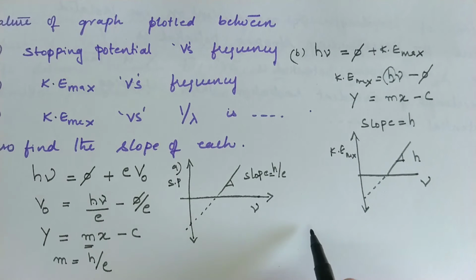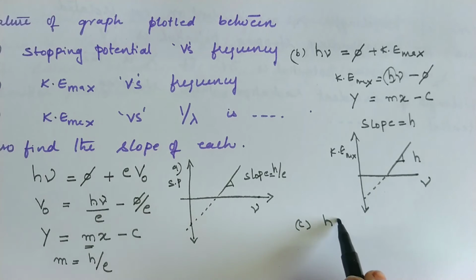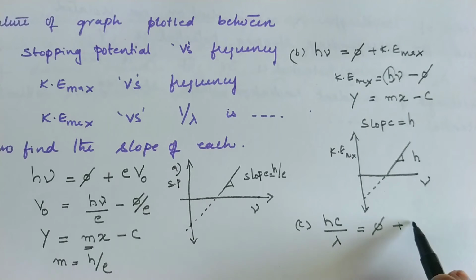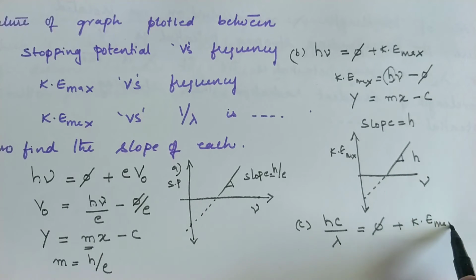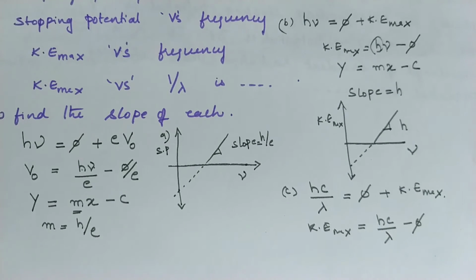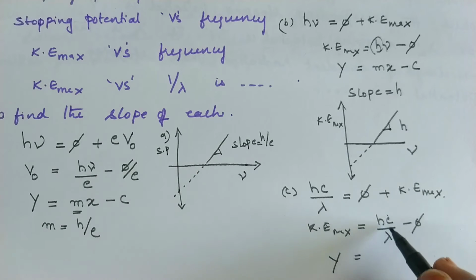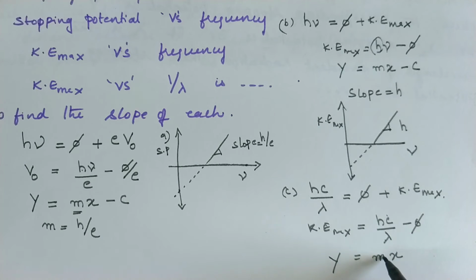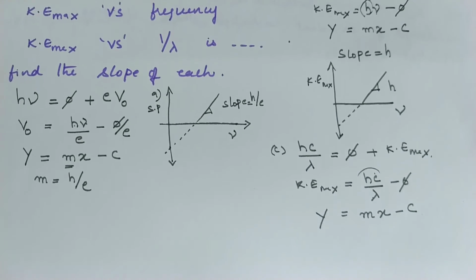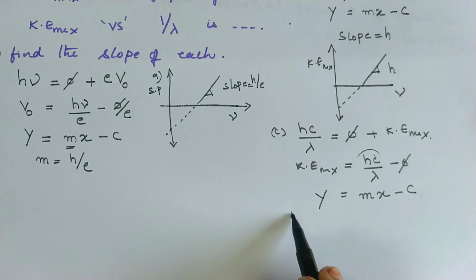Kinetic energy versus 1 by lambda. Again I will write this relation in terms of lambda. hc by lambda, the incident radiation, is work function plus K max. Or K max is equal to hc by lambda minus phi. We are taking maximum kinetic energy on y-axis, 1 by lambda on x-axis. So in the place of m, I have hc, and minus c. For C bit, tell me what should be the nature of the graph. Are we getting the same nature? It is still a straight line.